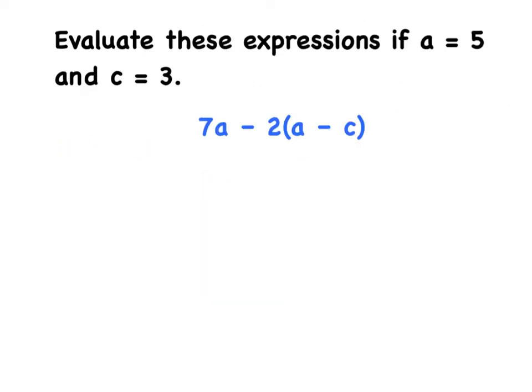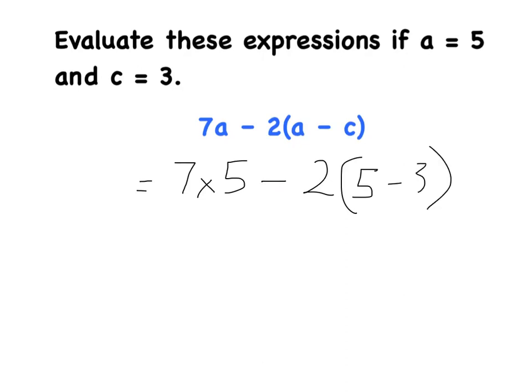Okay, evaluate these expressions, and I've just given you one of them. If A equals 5 and C equals 3, I've got 7A minus 2 brackets A minus C. This is a tricky one, okay? I've put a hard one in here. Now we simply substitute it in. So it becomes 7A, 7 multiplied by 5, subtract 2. What's A? 5 minus 3. Okay, order of operations tells me the first thing I complete is whatever's in my brackets, okay? So it becomes 7 multiplied by 5, subtract 2. What's 5 subtract 3? Becomes 2.